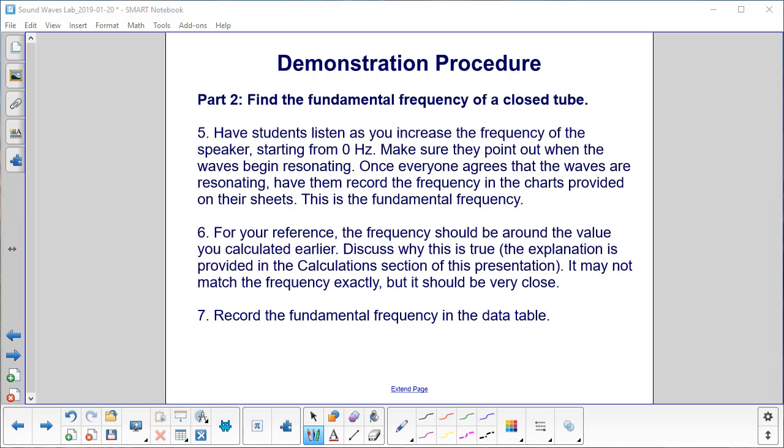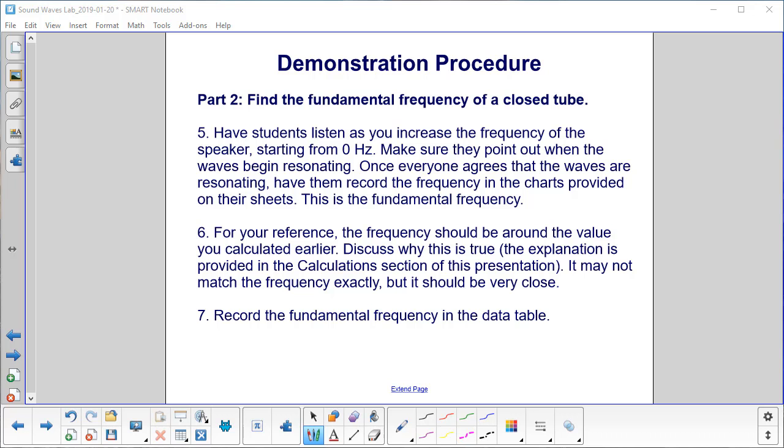Have the students listen as you increase the frequency of the speaker starting from 0 Hz. Make sure they point out when the waves begin resonating. Once everyone agrees that the waves are resonating, again, the sound gets louder, have them record the frequency in the charts provided. This is the fundamental frequency.